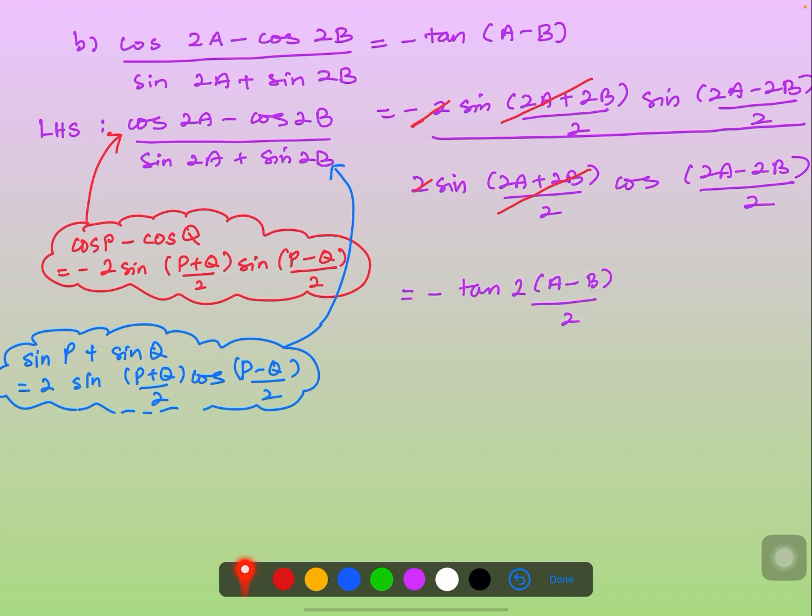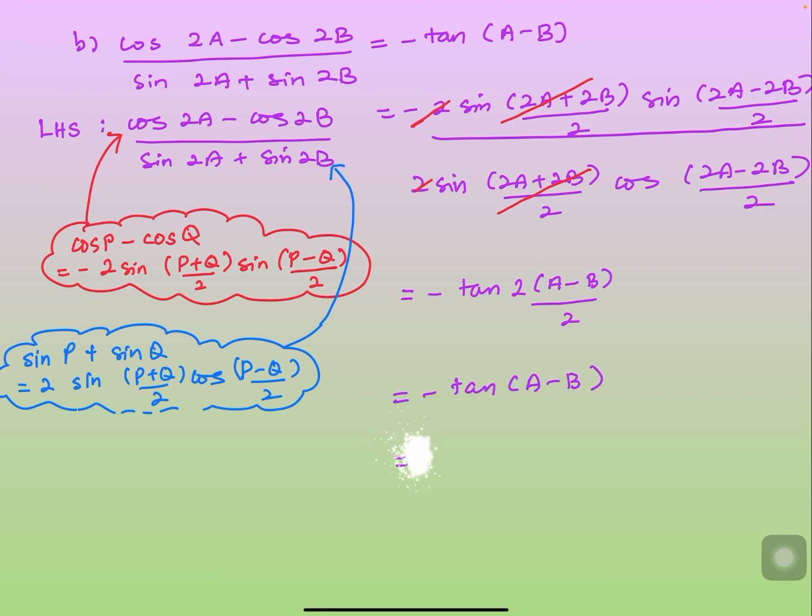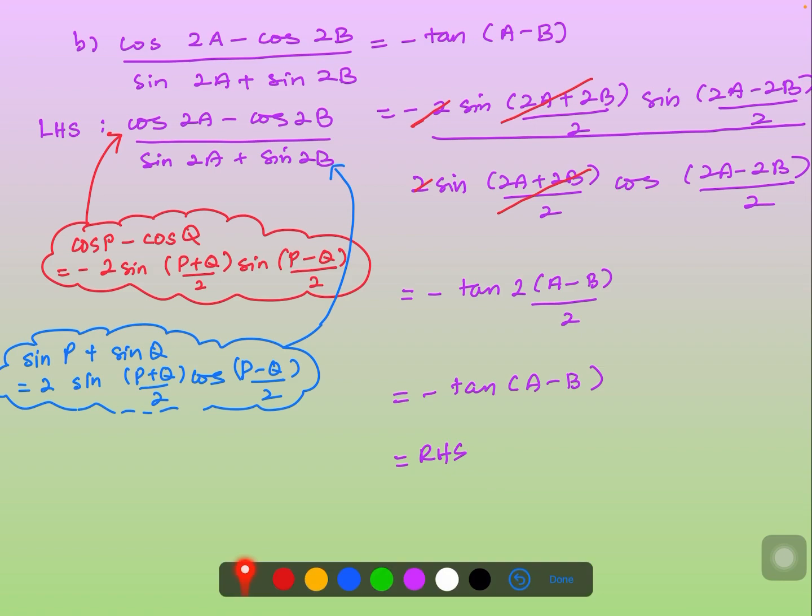Okay, and then we'll have minus tangent. This is sine and cos. This is 2, same thing here. So 2 and 2, so it can be cancelled. Cancel this 2 and also this 2. Okay, and so for this one, cancel. So we have minus tangent (a minus b). Okay, so this is right hand side.